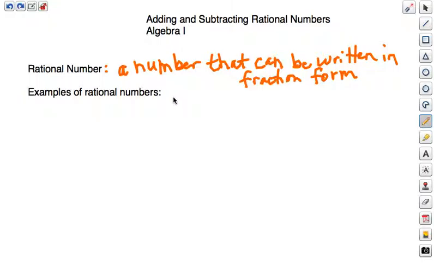So let's look at some examples. Let's say we have 1.4. Okay, that's a rational number because we can write it in fraction form. We could write it as 1 and 4 tenths and then simplify it to 1 and 2 fifths. Another example of a rational number, well, just if you have a fraction, 1/2, that's already in fraction form.